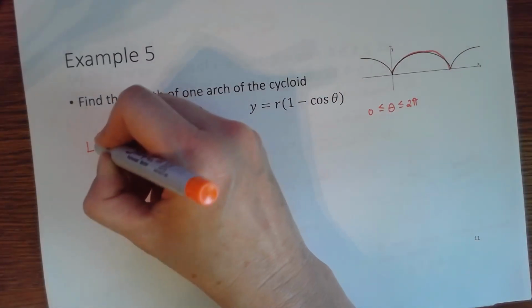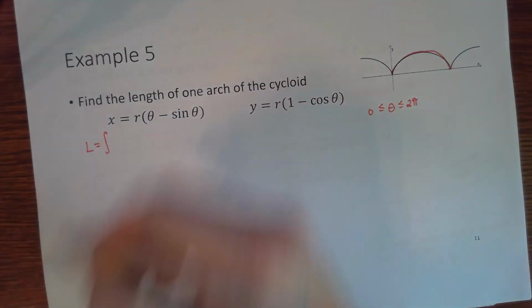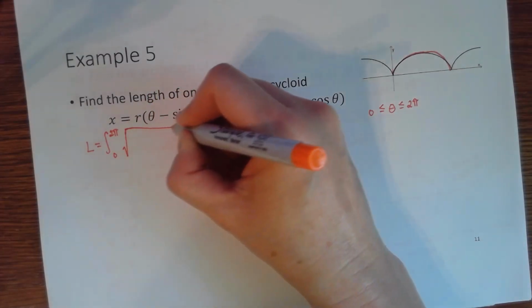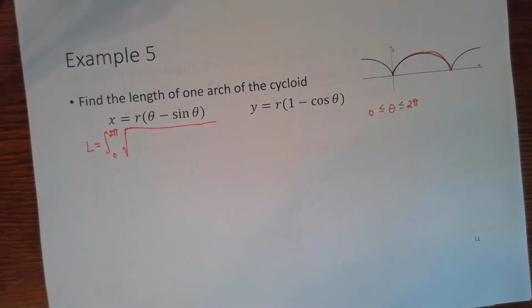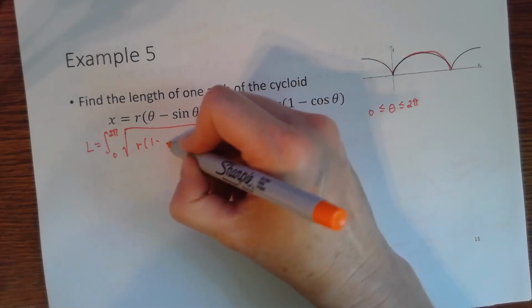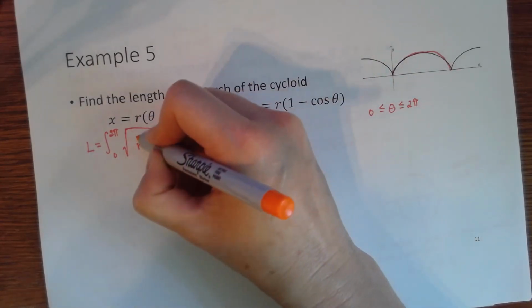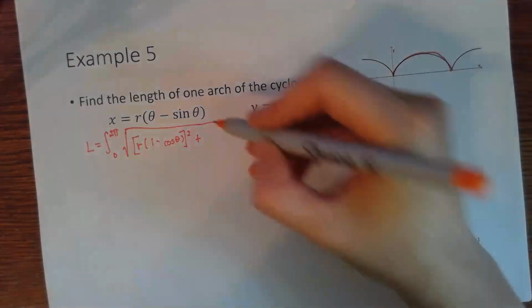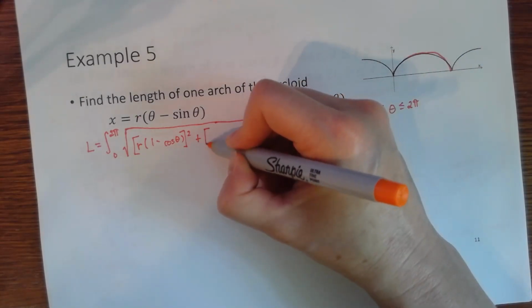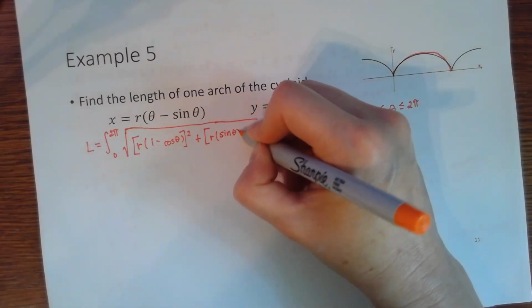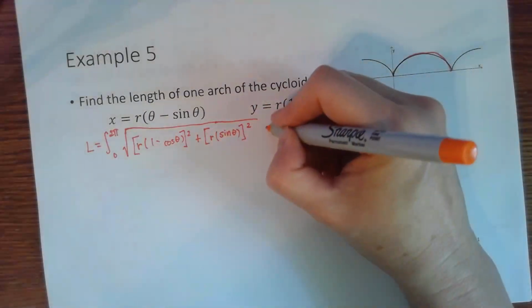So the length is the integral from 0 to 2 pi of the square root of the derivative of x. So we've got to do this one. It's r times 1 minus cosine theta, and this whole thing needs to be squared, plus the derivative of y with respect to the parameter. That's going to be r times sine of theta. That needs to be squared, d theta.